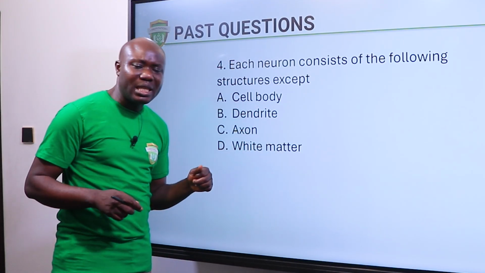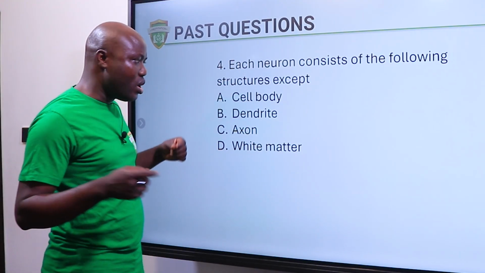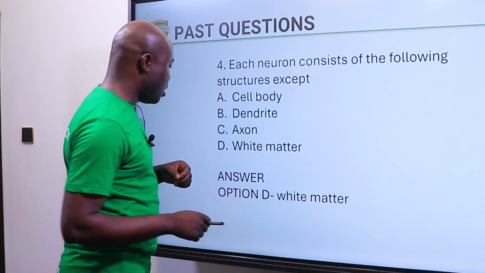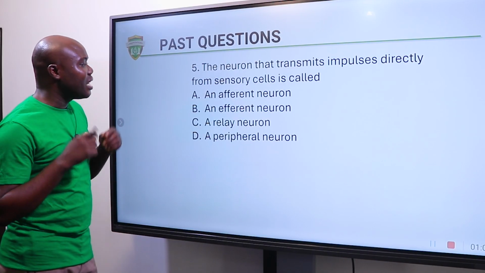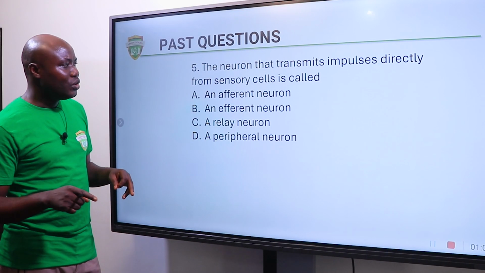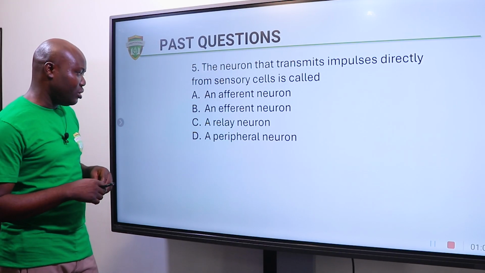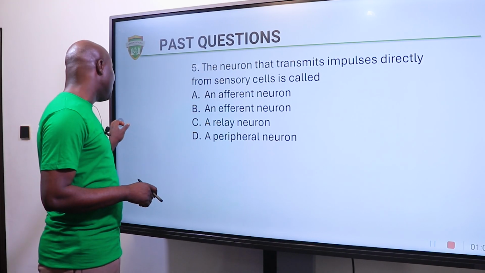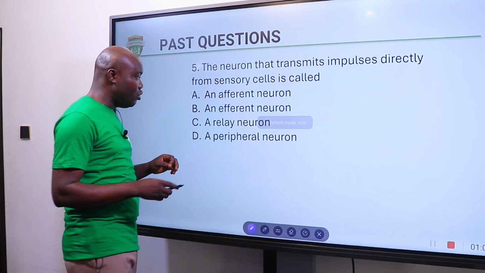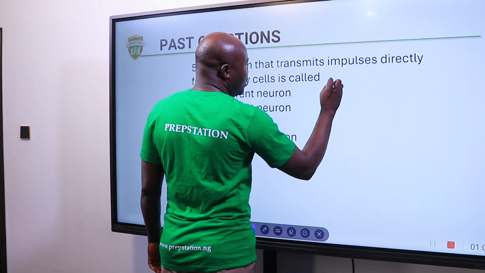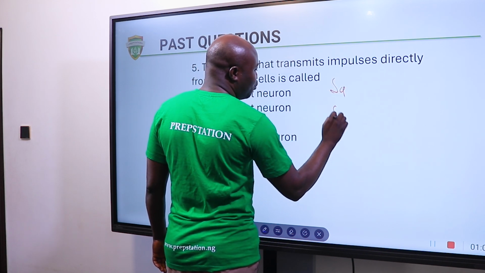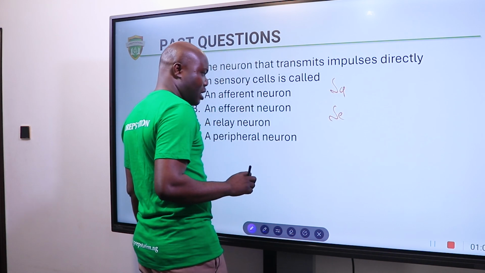Why? Because white matter is found in the spinal cord. We don't have it in the neuron. Yeah. Question 5. The neuron that transmits impulses directly from sensory cells is known as, pay attention to this. If you look at all the names of neurons I've given you, you didn't see any of these there. Don't be confused. When you see this, now there's something that I use to teach my students, SAR and C.